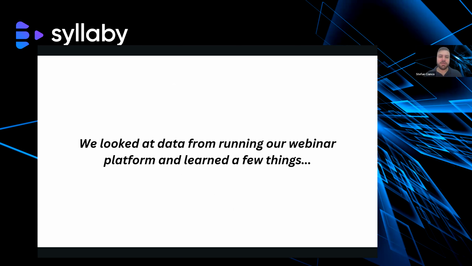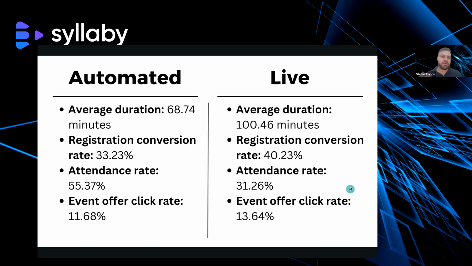So we looked at data from running our webinar platform, and we learned a few things. And I would like to share some of this with you. So on the automated side, because Webinar Kit does automated webinars, and we also have a live webinar solution, the average duration of the average automated webinar on our platform was 68.74 minutes. The average registration conversion rate, so people that would actually opt in from the landing page, was 33.23%. The average attendance rate on automated webinars was over 55%.